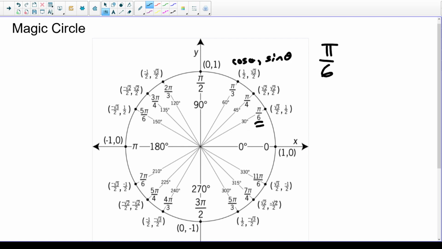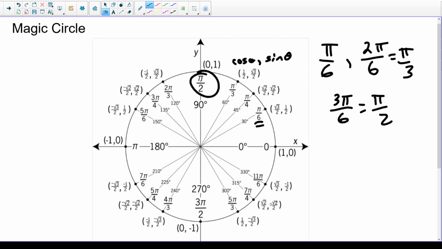If we count up by pi over 6, what's the answer that I get when I add pi over 6 to pi over 6? Isn't that 2 pi over 6? But simplify that in your head. What's 2 pi over 6 simplified? That's pi over 3. Well, here's that angle. What's 3 pi over 6? So we did 1 pi over 6, 2 pi over 6, 3 pi over 6 is pi over 2. Well, what's that angle? And the next one would be 4 pi over 6, which simplifies to 2 pi over 3. What's that angle?